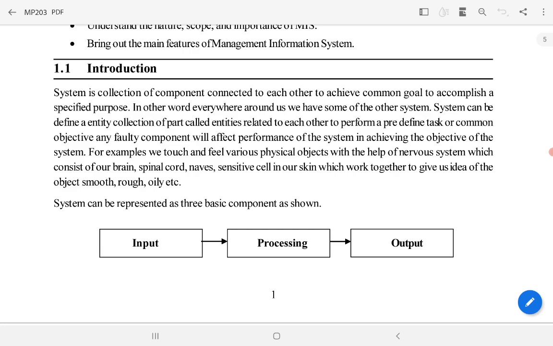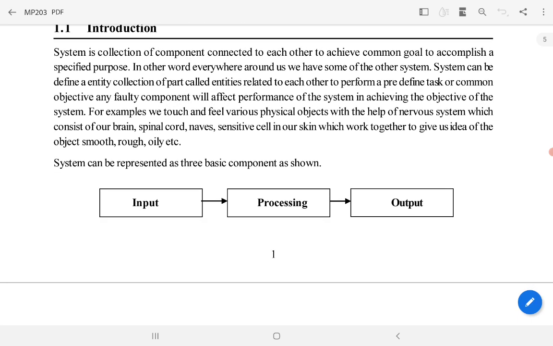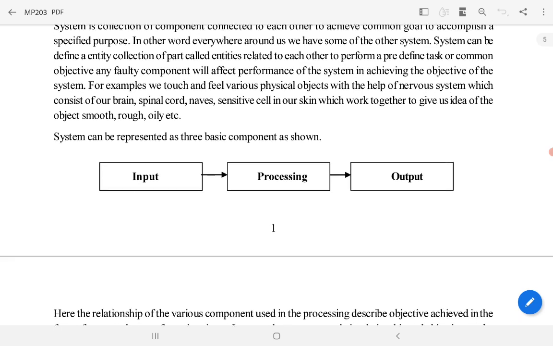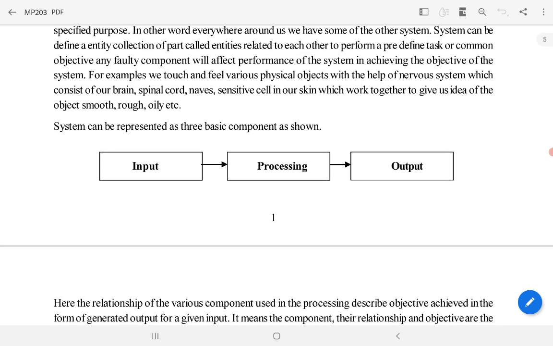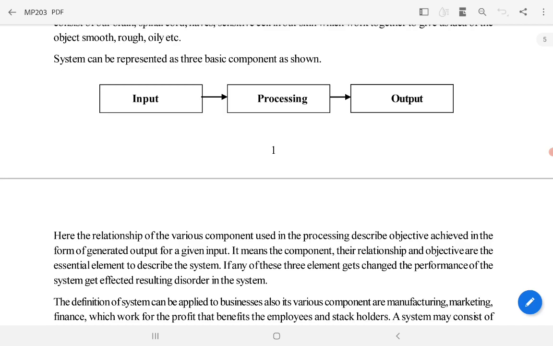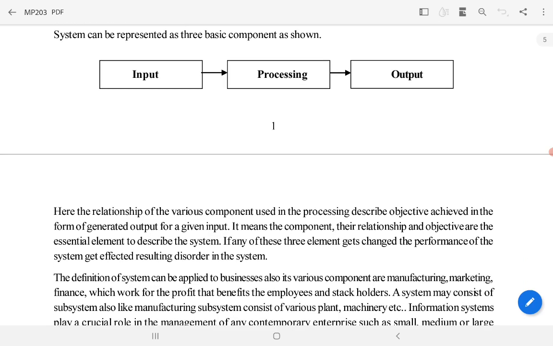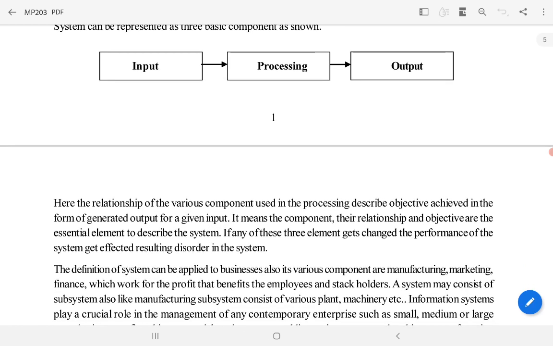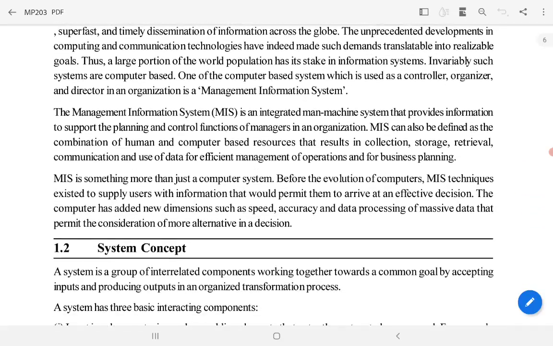What does business processing mean? Generally, in any computer-based system, three basic components are there. First one is input, second one is processing, and the third one is output. As we know, input means simply taking some data or information from the users, processing that data, and producing the required output, results or reports based on the conditions.